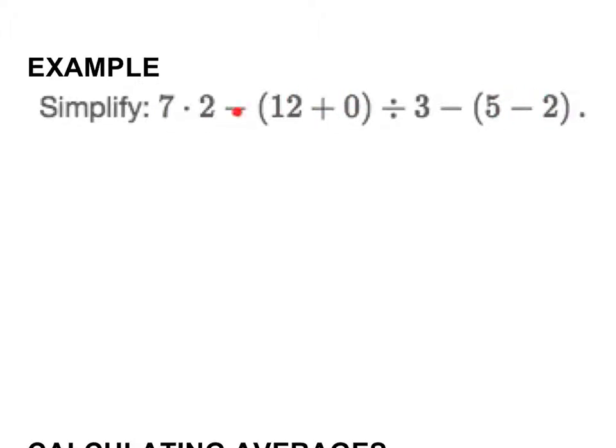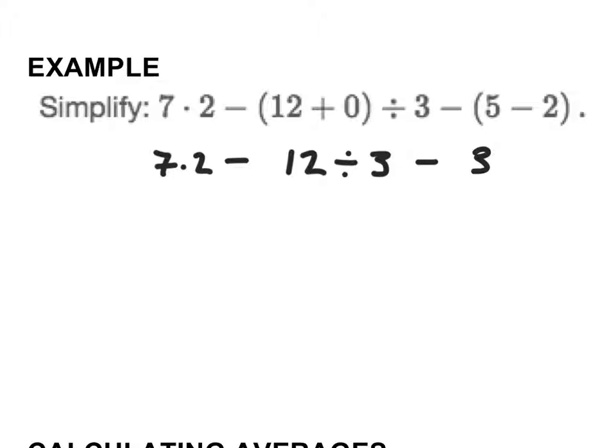Now, everything else that we haven't done yet, we still just write down on the next line. So I'm going to write down 7 times 2 minus this quantity. Now, 12 plus 0 is just going to give me 12. And then we're going to divide that by 3, and then we're going to subtract 5 minus 2. So the quantity 5 minus 2 is going to give me 3. So we're going to subtract off 3 from that.